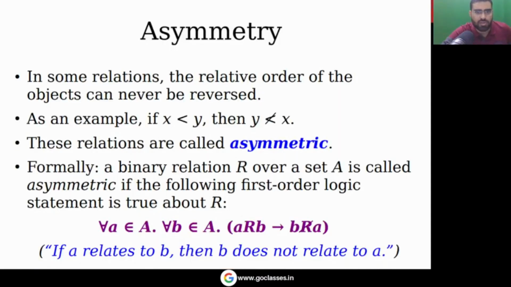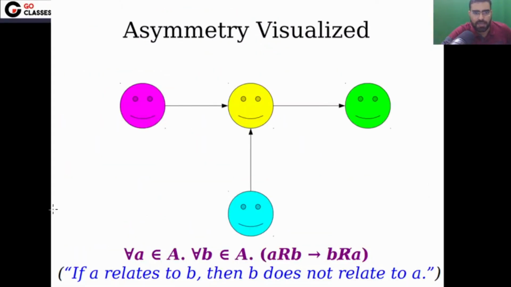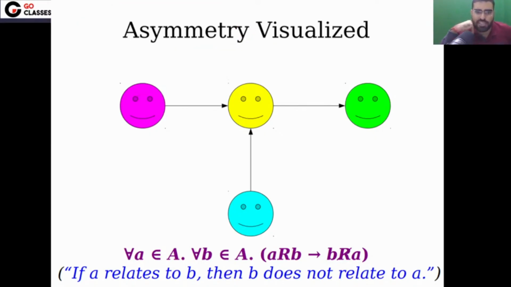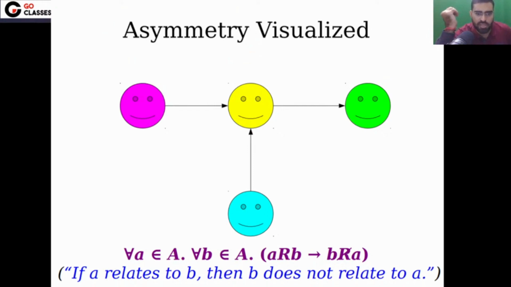Now let's move on. We have already seen that if A is related to B, then B is not related to A. This is the concept of asymmetry. For example, you can easily see this diagram is asymmetric. There is no reflexive pair, because asymmetry does not allow reflexive pairs. You can see pink is related to yellow, but yellow is not related to pink.